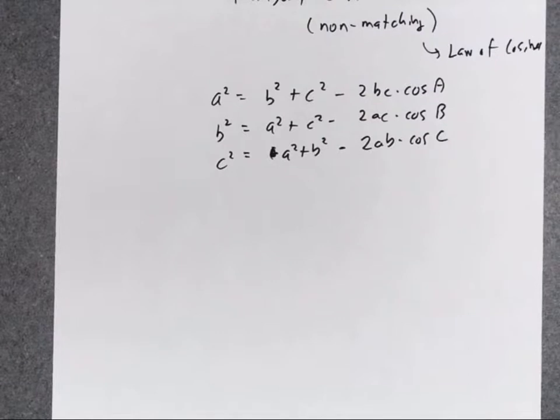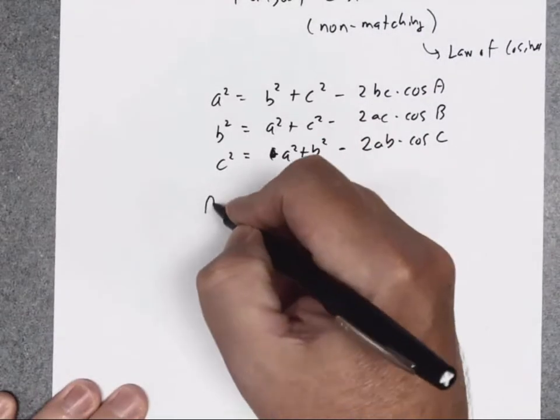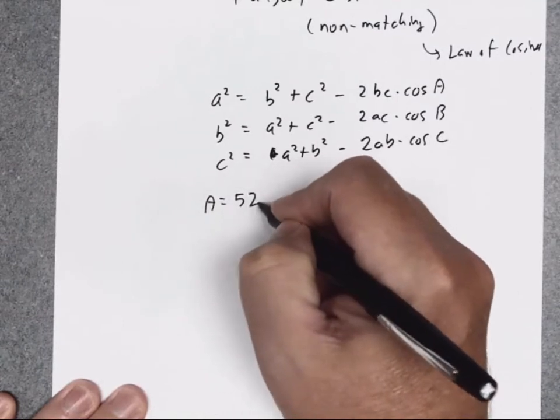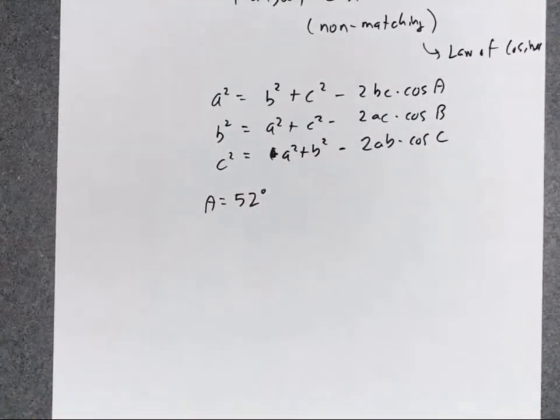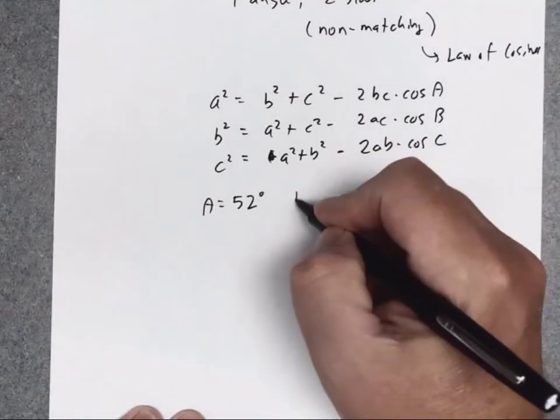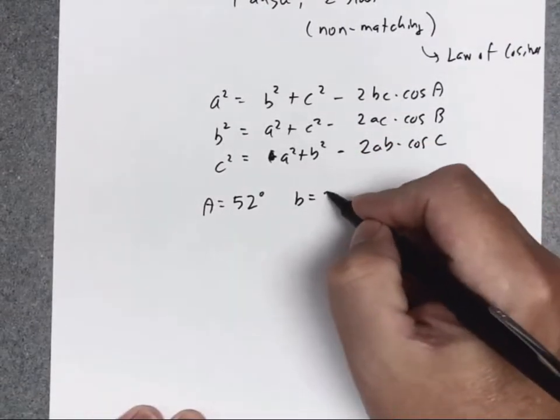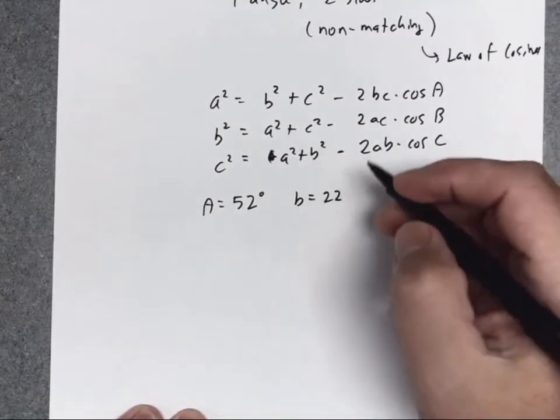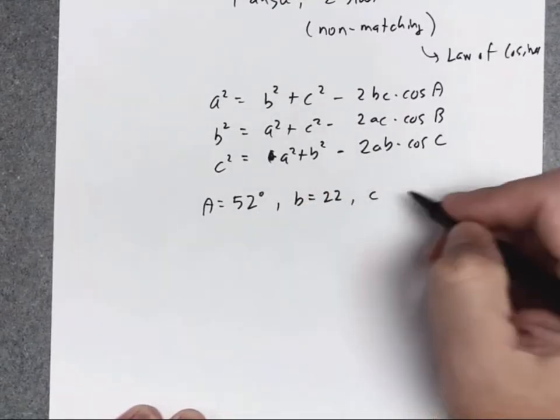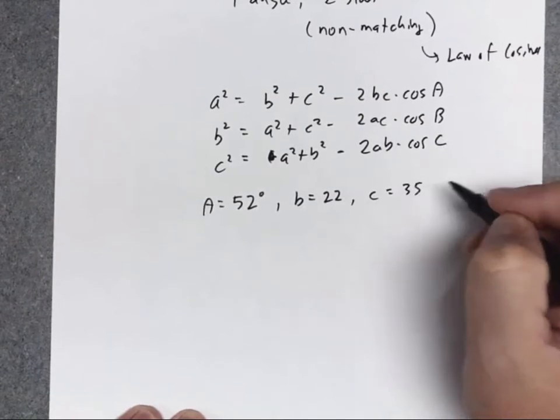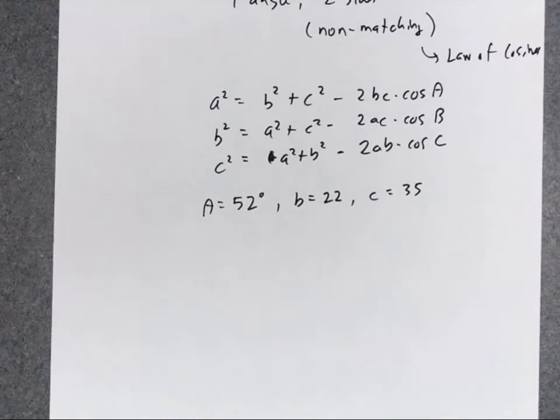Let's just dive in and work a problem. How about I'm given angle A is 52 degrees. Side B is a length of 22. And side C is a length of 35. So here's one angle, two sides, but non-matching.